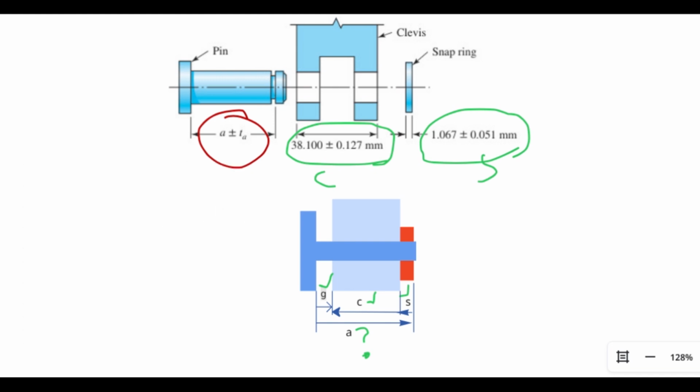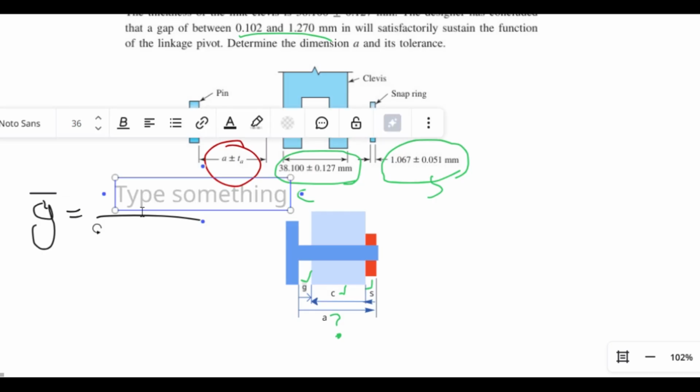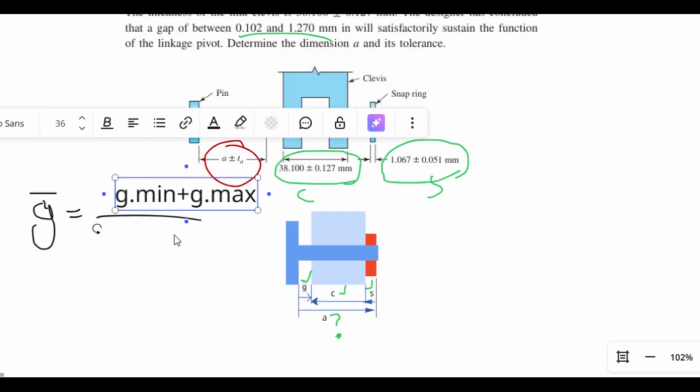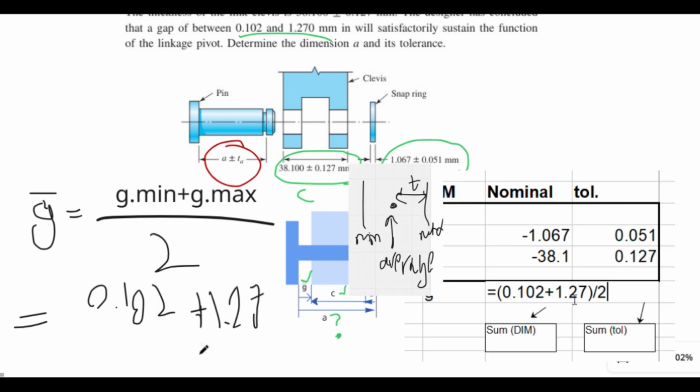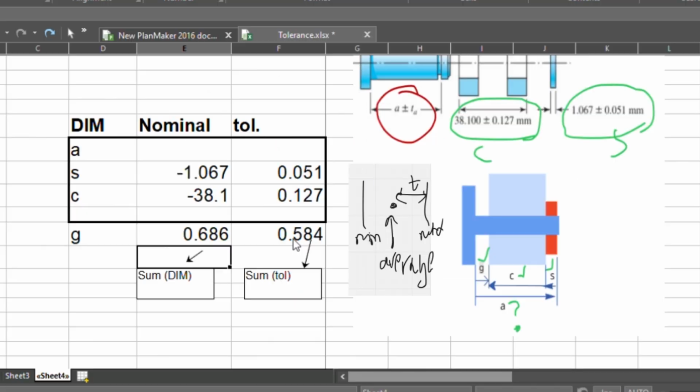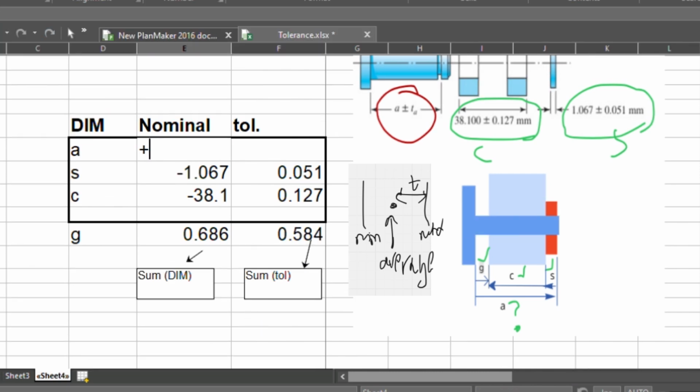Basically, we have these dimensions. We have 4 dimensions: the gap, the pin, the clevis, and the snap ring. These are the known values, both in nominal and in tolerance. And normally the critical dimension is missing, but in this case, the critical dimension is given with its range. So we need to calculate the nominal value of the gap from the minimum and maximum, and then come also to a tolerance value for the gap. And then we do the math.